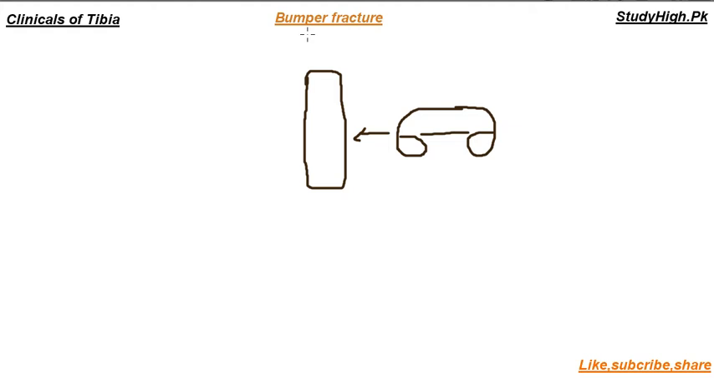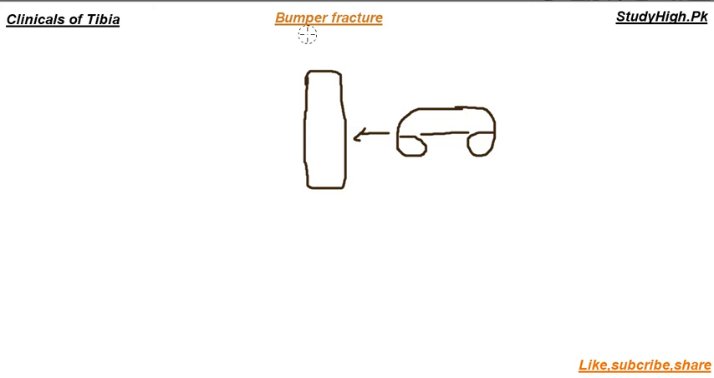A large force hits the shaft of the tibia, as it is the most subcutaneous bone of the body, and injury to the shaft of the tibia is most common, as when football players are physically blocked by another player, or especially when a car bumper strikes the leg.